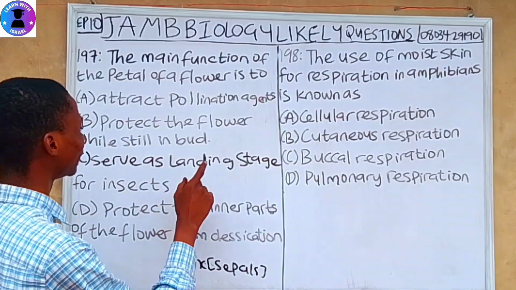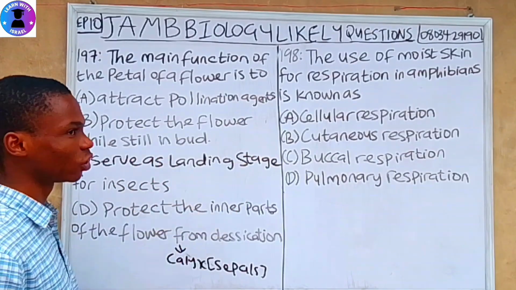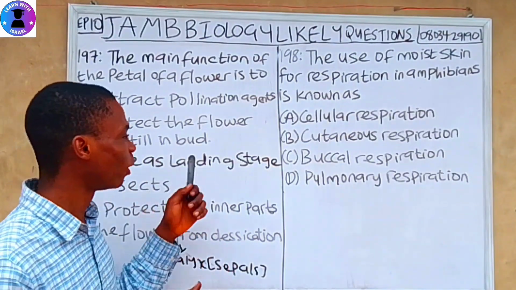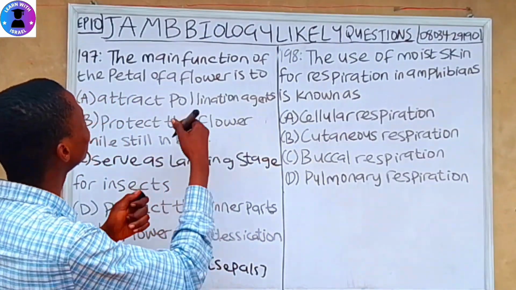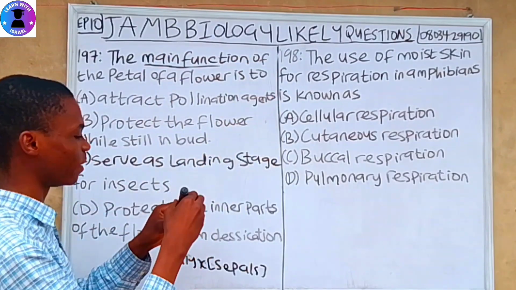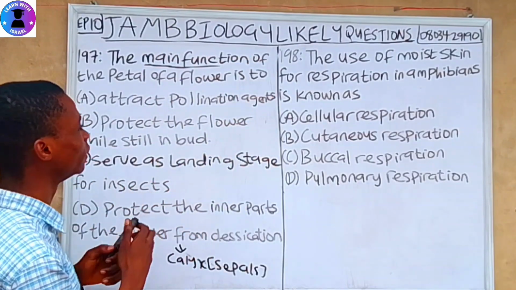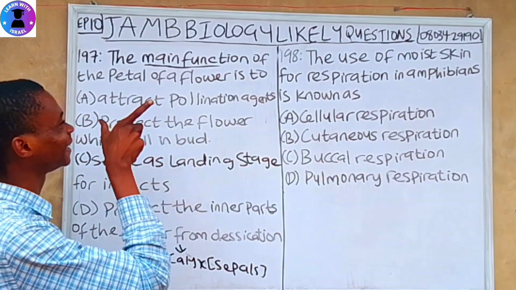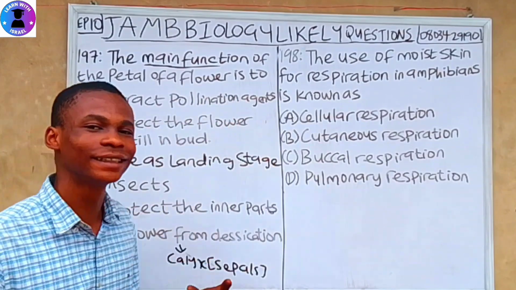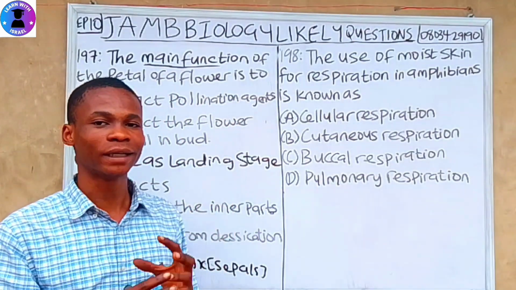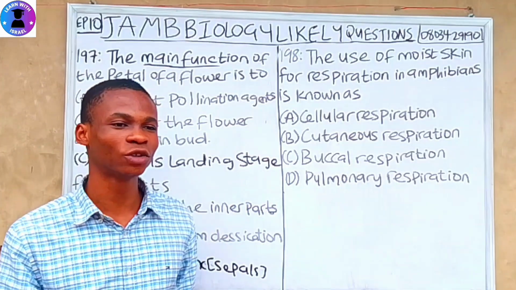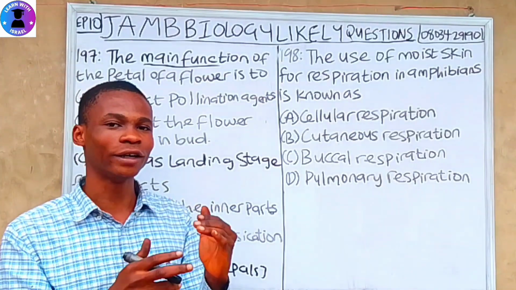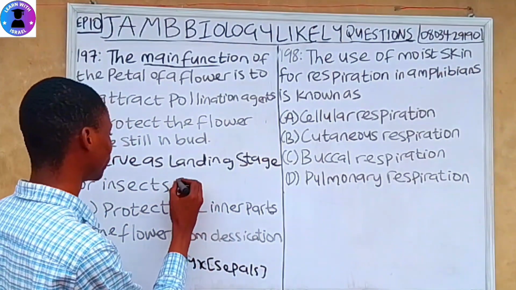Option C. Serve as landing stage for insects. Yes, the function of petal of a flower is to serve as landing stage for insects. But this is not the main function. The question says the main function of a petal. So option C is also a function, but not the main function. Let's check option B. Protect the flower while still in bud. No. Option A. Attract pollination agents. Yes, that is the main function of a petal. The main function of a petal is to attract pollination agents. And one of the other functions is to serve as landing stage for insects.